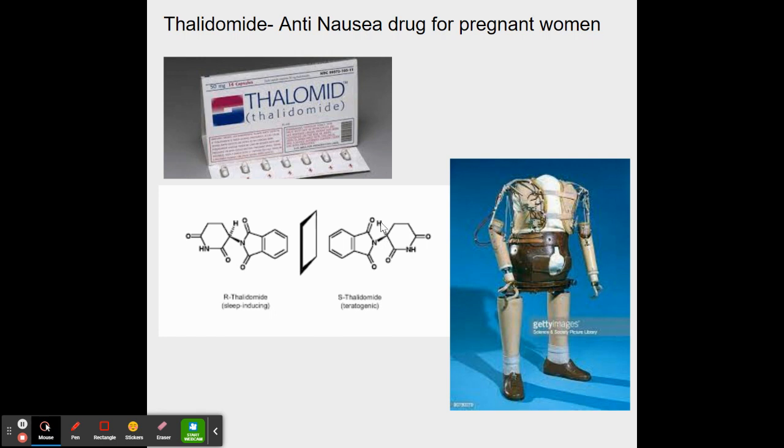What would happen is that these pregnant women who took this for anti-nausea would give birth to babies that had no limbs. This is an example of some of the limbs that they made in the 40s and 50s for these babies. These babies were born with no legs, no feet, really short arms, no arms, no hands. It was pretty sad, and that's because it formed that specific isomer when interacting with something in the woman's body.